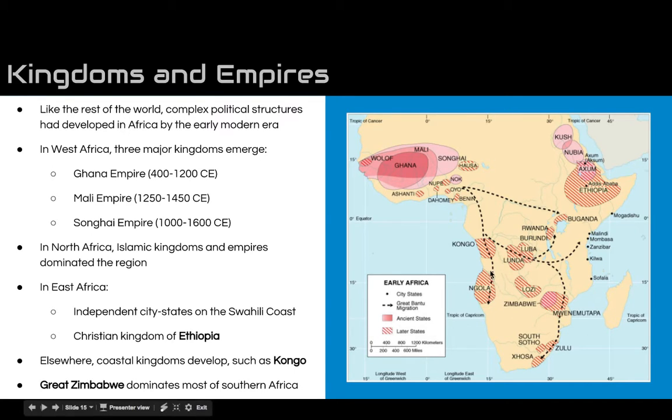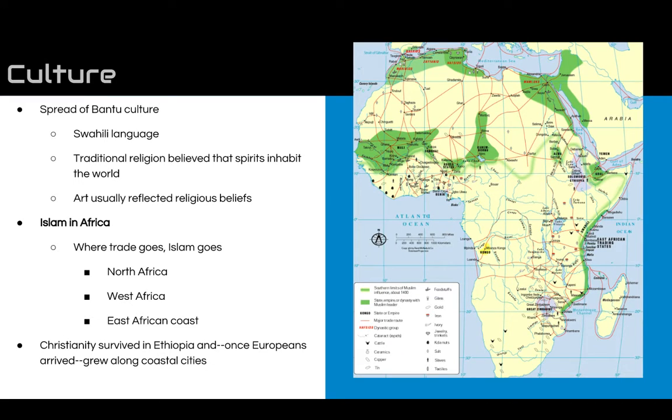Elsewhere, we see other kingdoms develop in sub-Saharan Africa. Here you see the Kingdom of Congo, which we'll bring up in class. Great Zimbabwe, a kingdom in southern Africa. So there are a lot of these kingdoms popping up, and a lot of them will interact with Europeans or interacting in trade already with other groups of people.